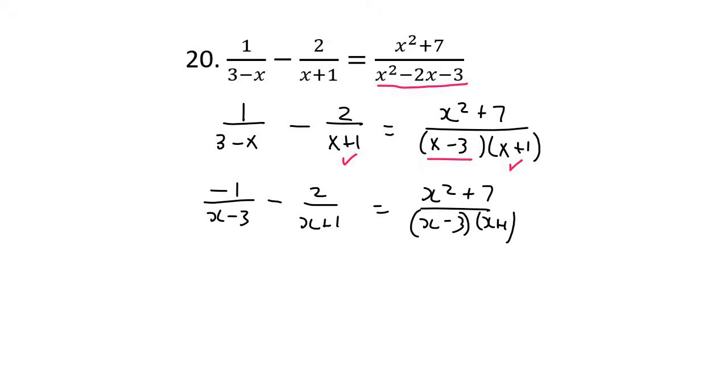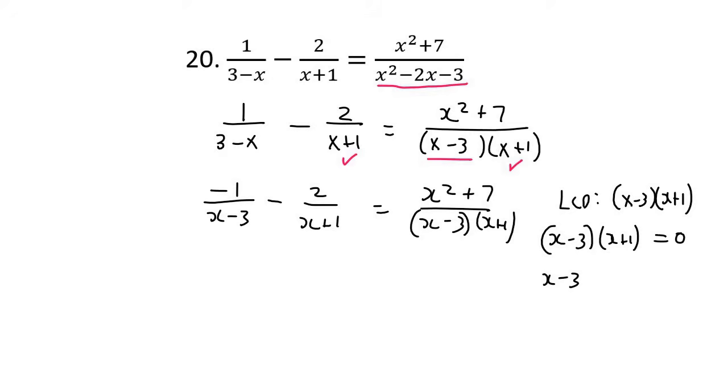Okay, so there we go, guys. So our common denominator, LCD, is going to be x minus 3 and x plus 1. And from that, we can get our restriction by saying that that should not equal 0. So if we solve, we're going to get x minus 3 equals 0 or x plus 1 equals 0. And so x must never equal 3 or x must never equal negative 1. So later on, when we get our answer, we must just make sure that it's not one of those.